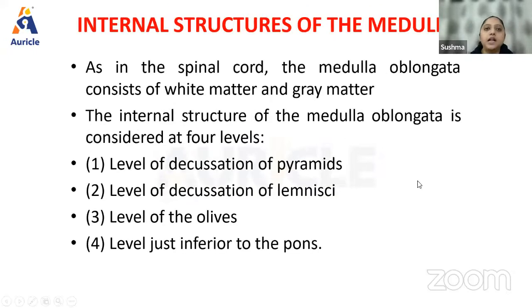Let's move ahead. Now, I've taught you how the medulla looks anteriorly and posteriorly. Now what I'm going to do is take sections. I'm cutting open the medulla at different levels and taking these sections out. After I take the section out, I'll see what different structures are seen. That's it. Medulla oblongata also consists of white matter and gray matter, like any other CNS structure. Next, the internal structure is studied under the level of decussation of pyramids, level of decussation of lemnisci, level of olives, and just inferior to the pons.